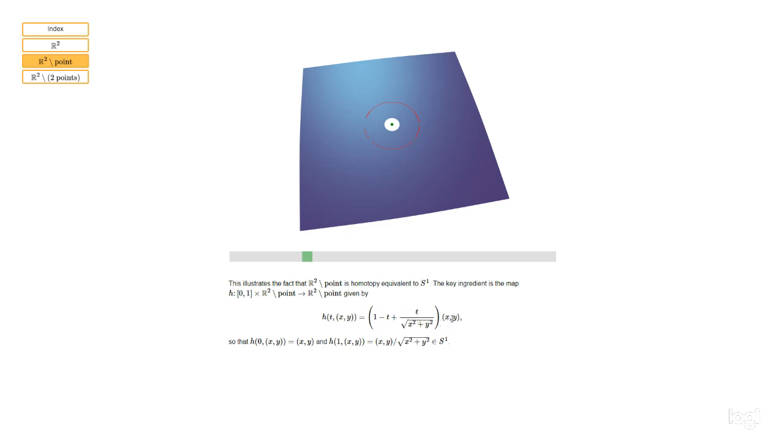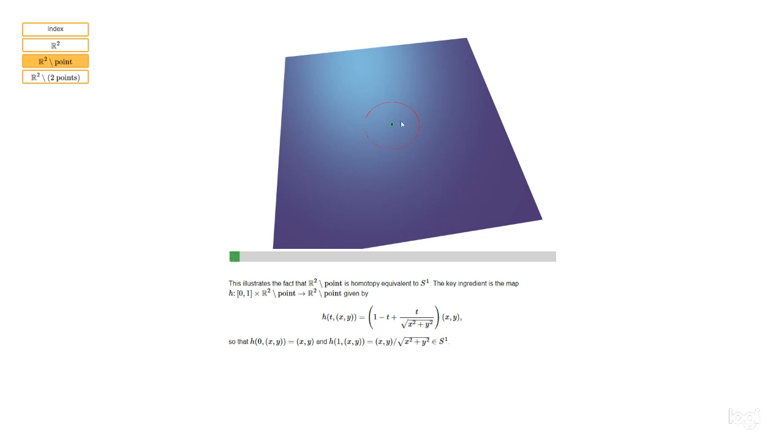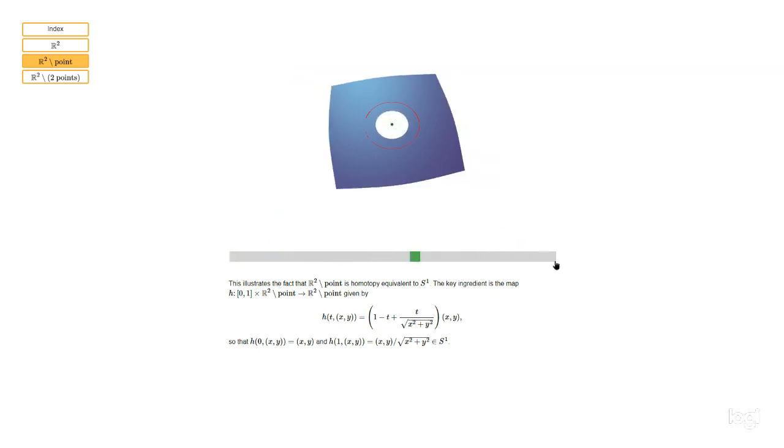So that's the usual normalization. That's the unit vector pointing in the same direction as (x, y), so that will lie on the red circle. So each point moves on a straight line to the closest point on the red circle, and that's the effect of our homotopy.